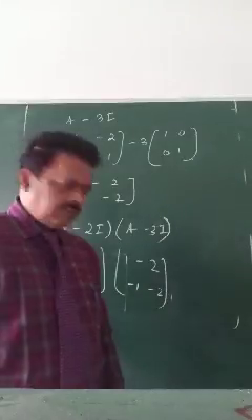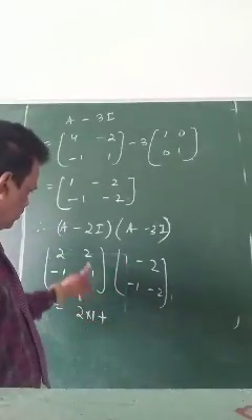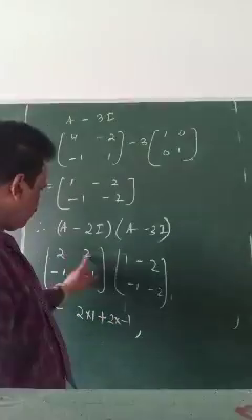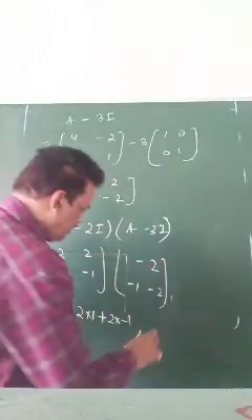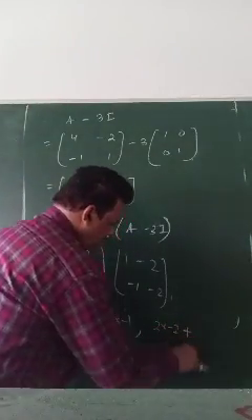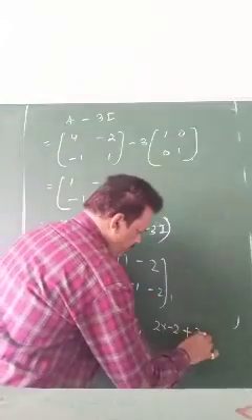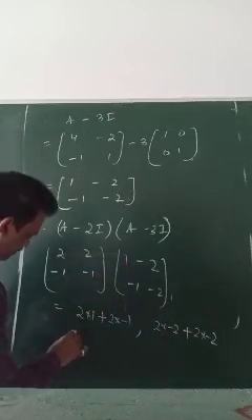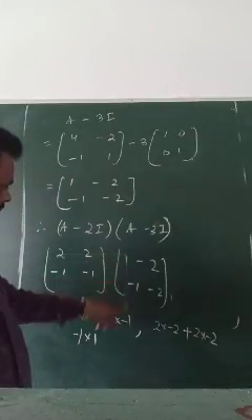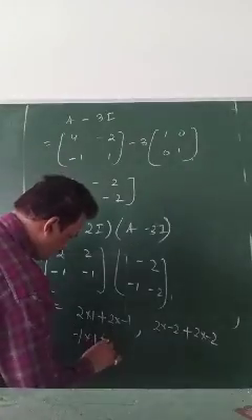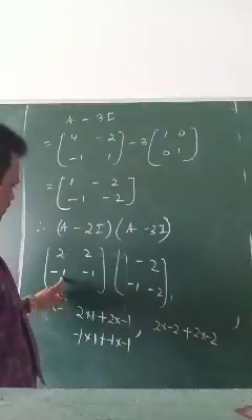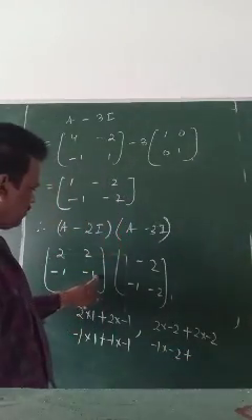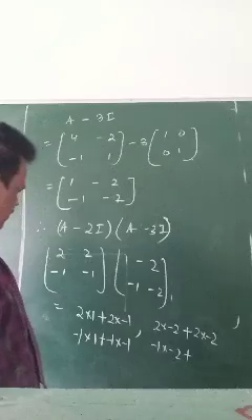plus 2 into 1 plus 2 into minus 1 over, then row column 2 into minus 2 plus 2 into minus 2, then minus 1 into 1, row column minus 1 into minus 1, then minus 1 into minus 2, then minus 1 into minus 2.